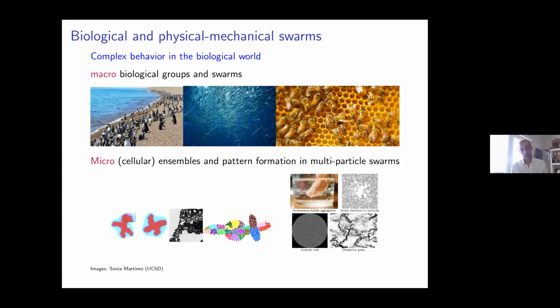In biology, we have multiple kinds of swarms, like macrobiological swarms such as penguins, fishes, and bees. This is a picture of Patagonia in Argentina, where I am from. And also we have micro formations in multi-particle swarms, like granular rods, dissipative gases, cells, etc. But people who know me know that I'm very motivated by robotics applications instead of biology.